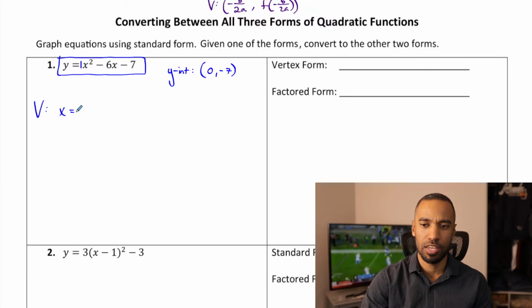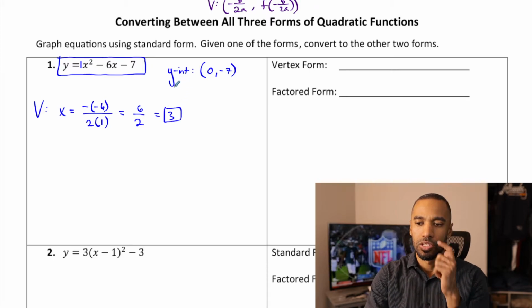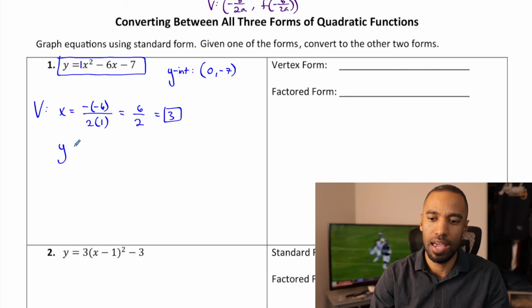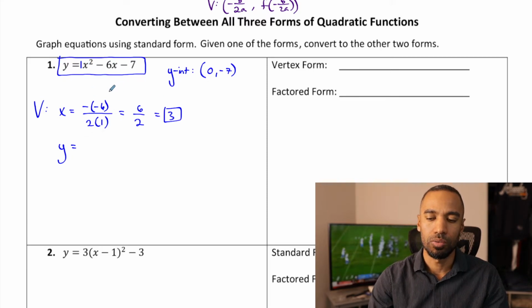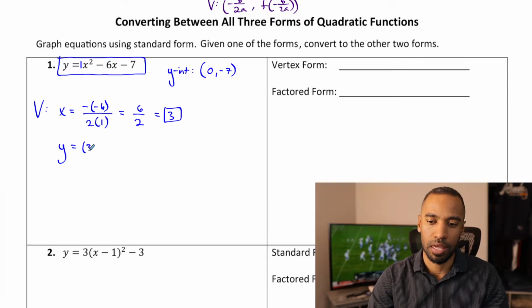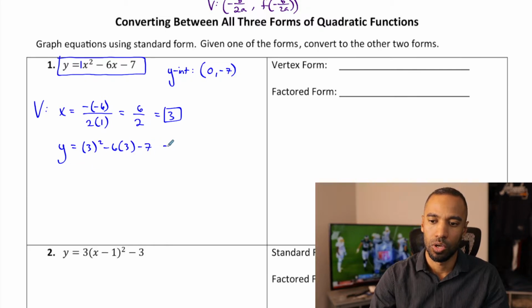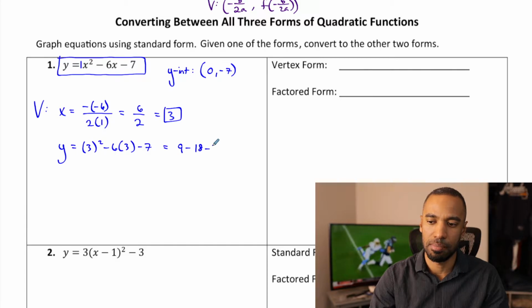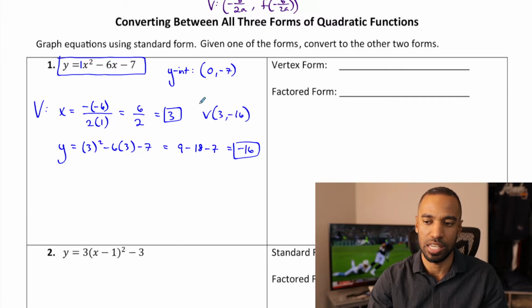For the vertex, guys, the x value will be at negative b over 2a, like so. The opposite of negative 6 is positive 6. 2 times 1 is 2, and there we are left with 3. So 3 is the x value of the vertex, and the y value of the vertex is going to be found by substituting 3 into this equation. So what is essentially f of 3? Well, we're going to get 3 squared minus 6 times 3 minus 7, which is 9 minus 18 minus 7, which is negative 9 minus 7, that's negative 16. So your vertex is at 3 comma negative 16.